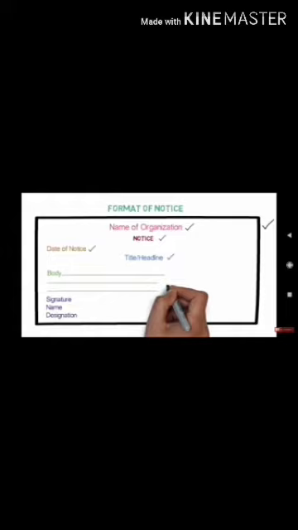Means if there is a notice where you are Rakesh, and you have to write a notice as the head boy of the school, so you will write Rakesh, and then in the next line, head boy. So here it is. I'm going to tell you how to write a notice.